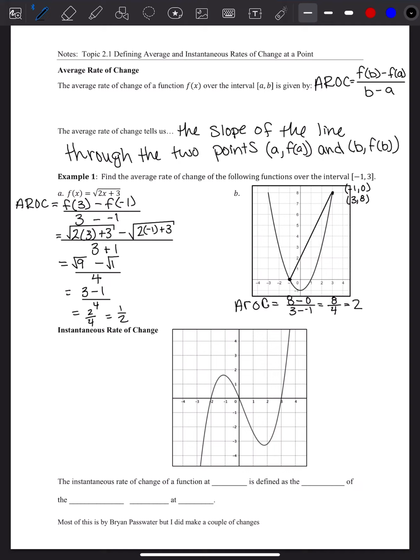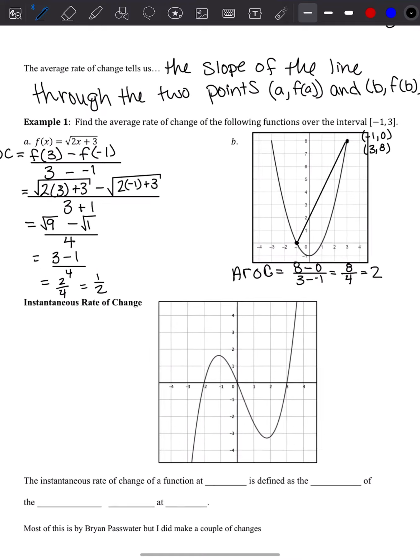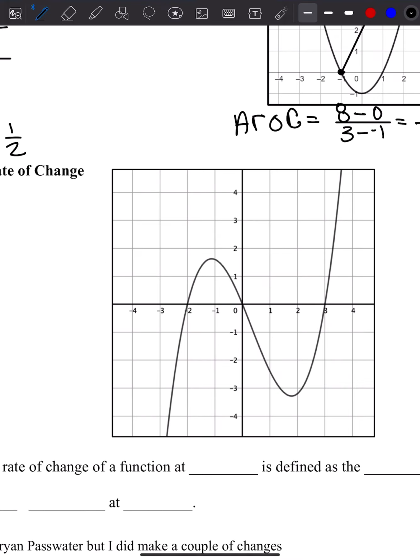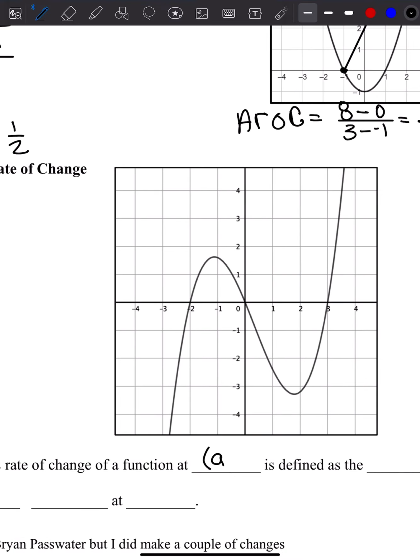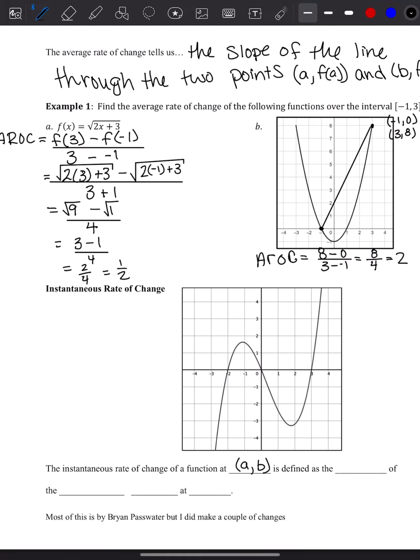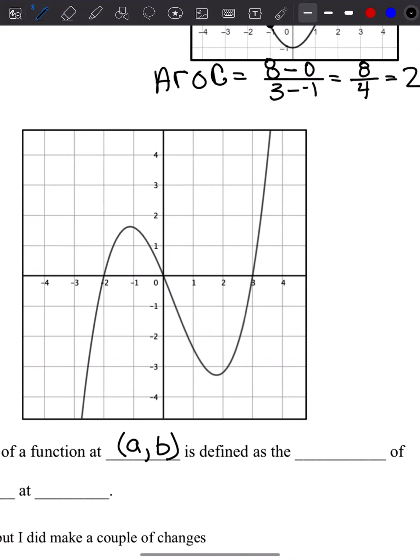So the instantaneous rate of change of a function at our interval a to b. The nice thing is this can be a closed interval or an open interval, so it doesn't have to be a to b specifically. Like these other ones, we had to have -1 to 3, and those two had to be included. This one, the endpoints don't matter that much. Is defined as the slope.